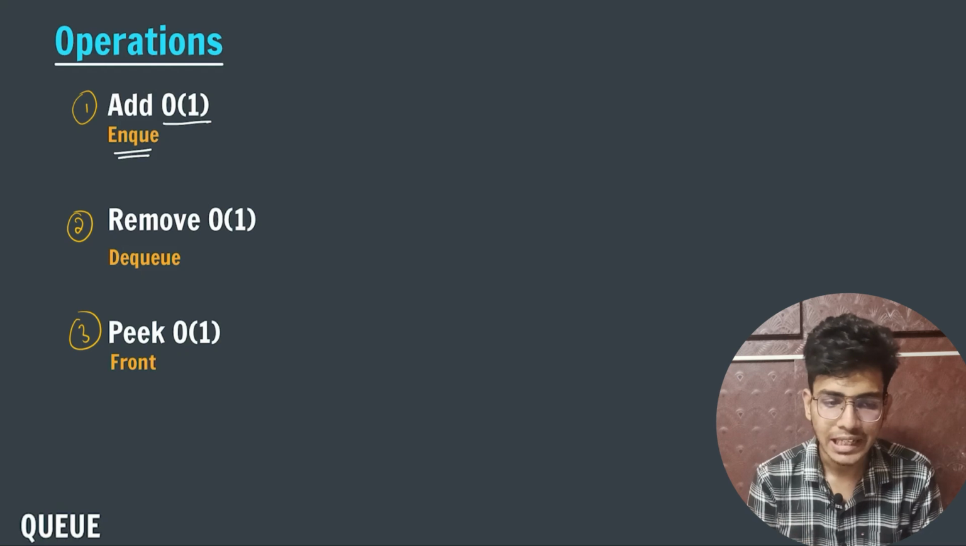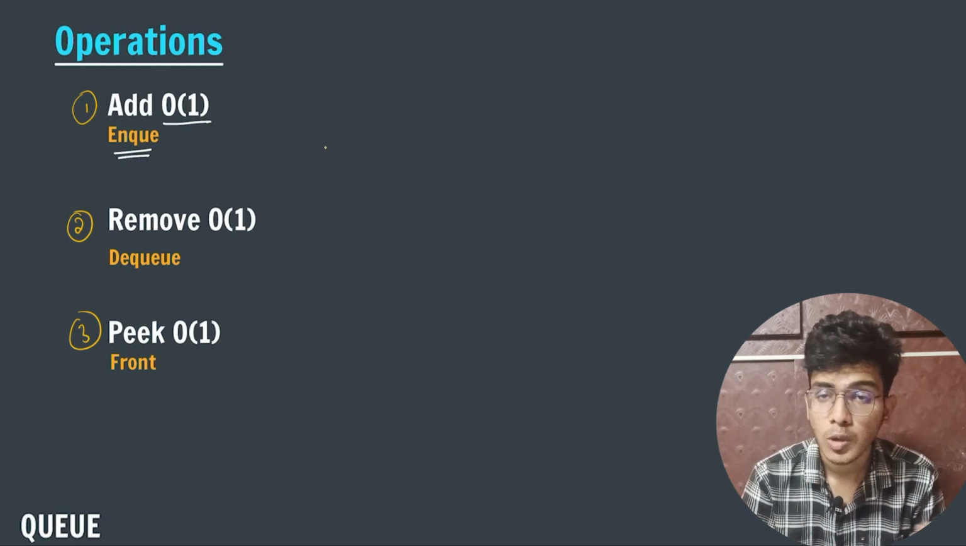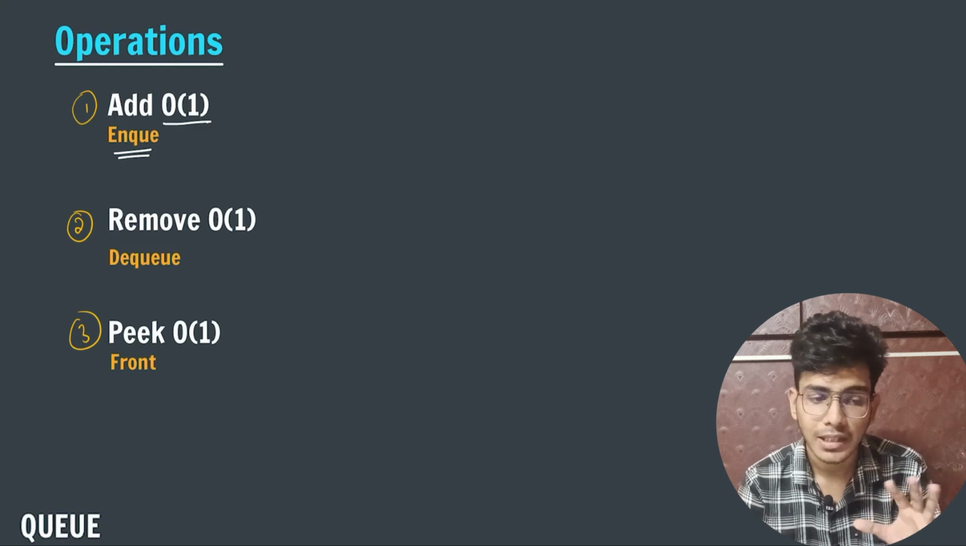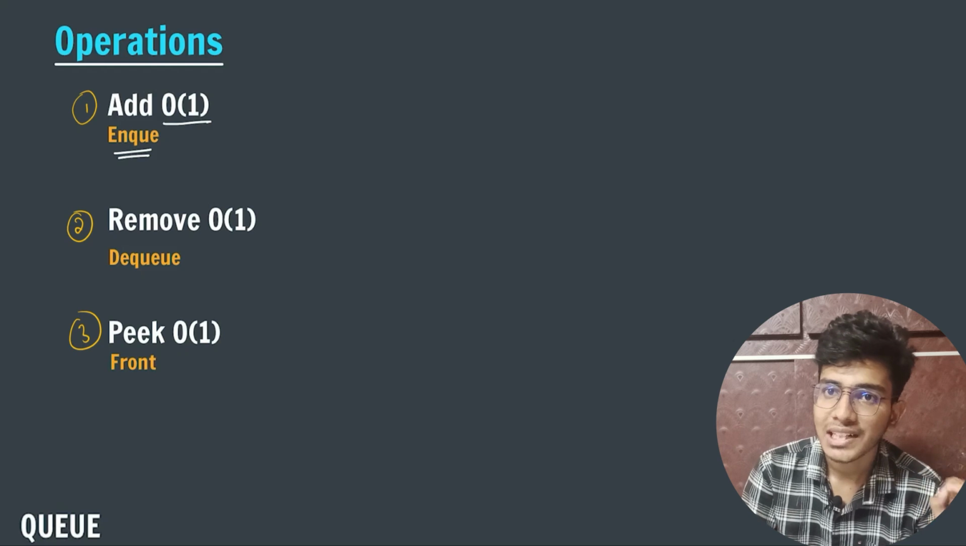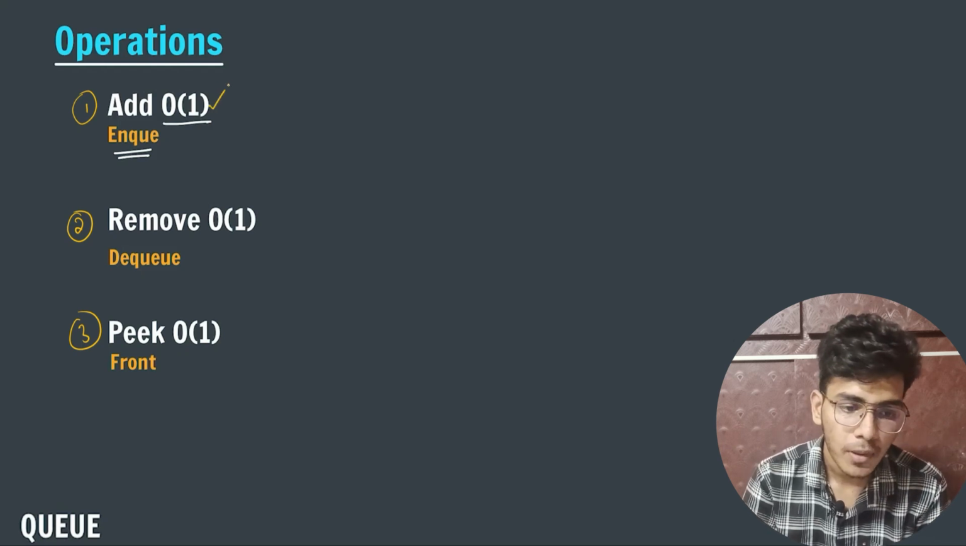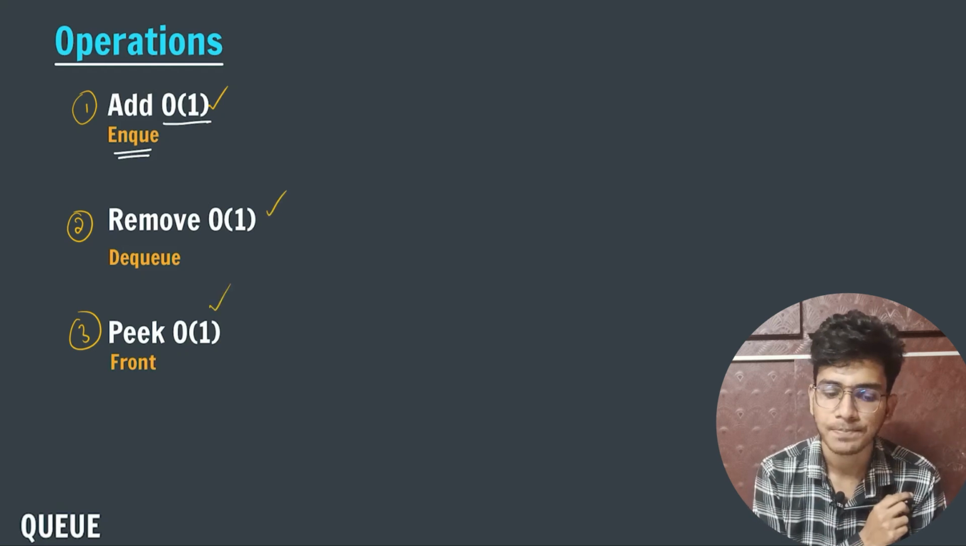Now let us study in detail. One more thing: if you are implementing the code of any of these three operations, then your code is considered efficient only if these three operations happen in Big O of one time, that is constant time.